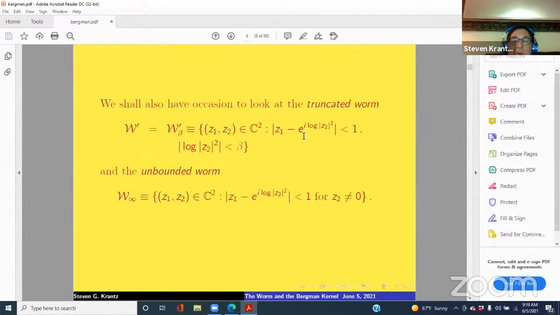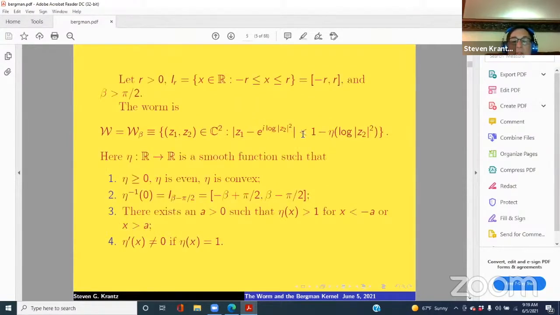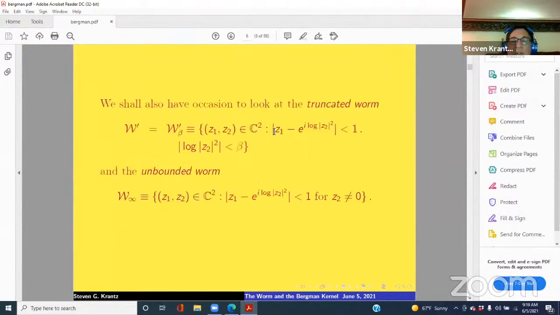There are other versions of the worm that we will look at. The worm that I just showed you is the one that everybody wants to study. It's the one that Diederich and Fornaess created in 1976 or 77. And it has many, many important geometric properties, but unfortunately, it's very hard to study. So there are a lot of substitute worms.